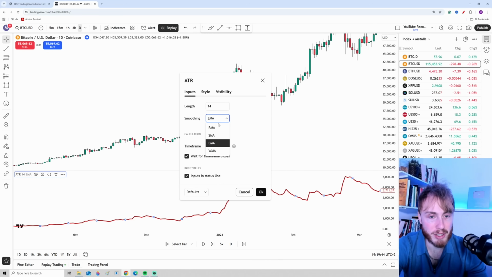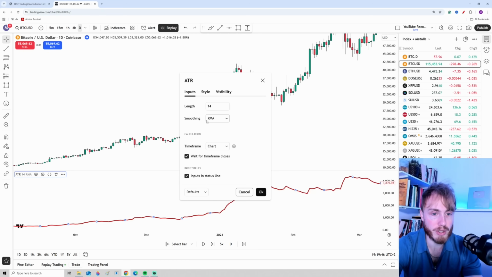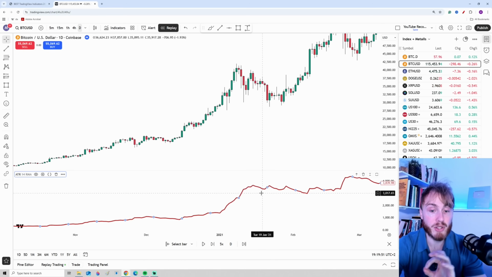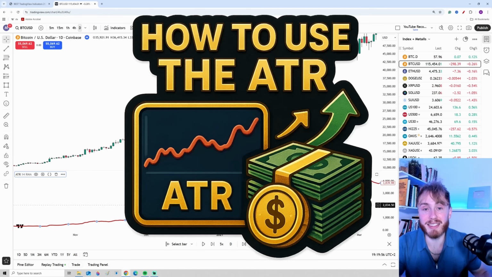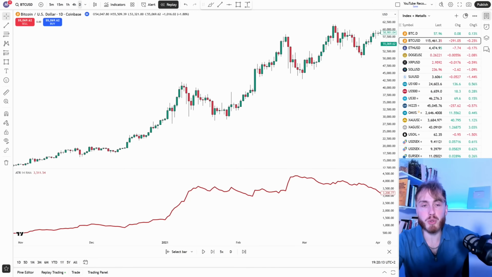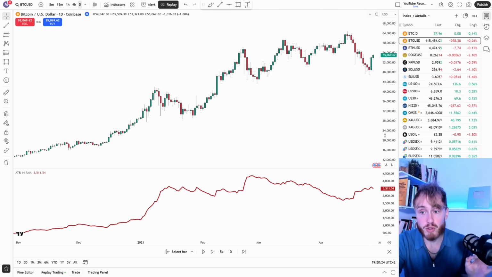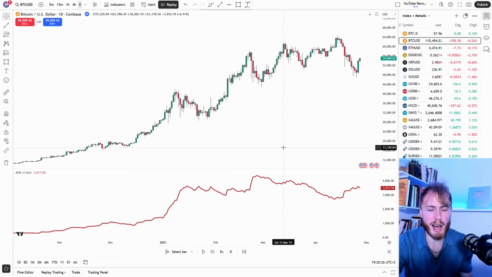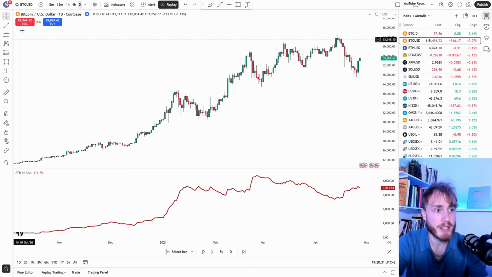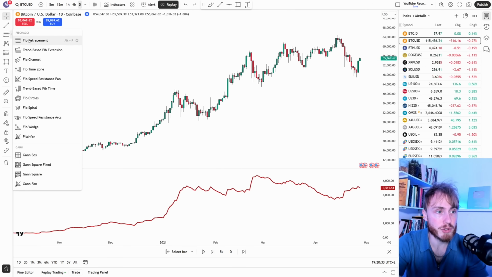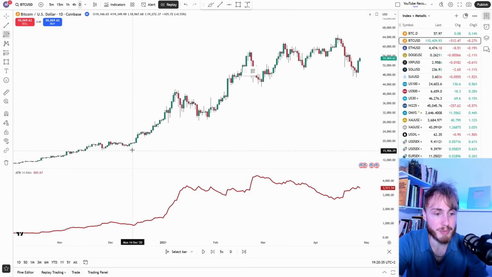But for this video, I'm going to keep it super simple. I'm going to use length 14, and I'm going to use the RMA. So let's press OK here, and let's take a look at how to use the ATR indicator step by step. Since we are using the same example as when we used the Fibonacci indicator, let's quickly draw out our Fibonacci and take a look at how we can combine the Fibonacci indicator with the ATR.